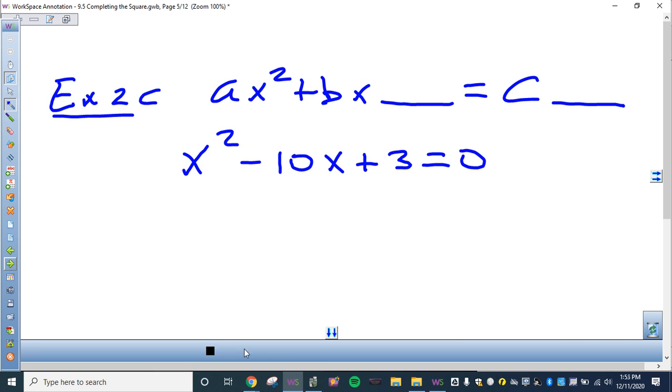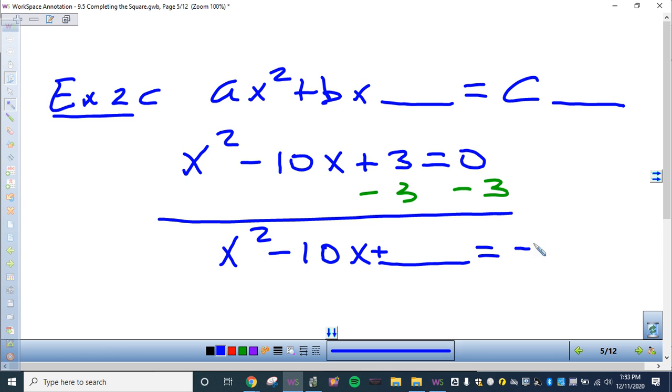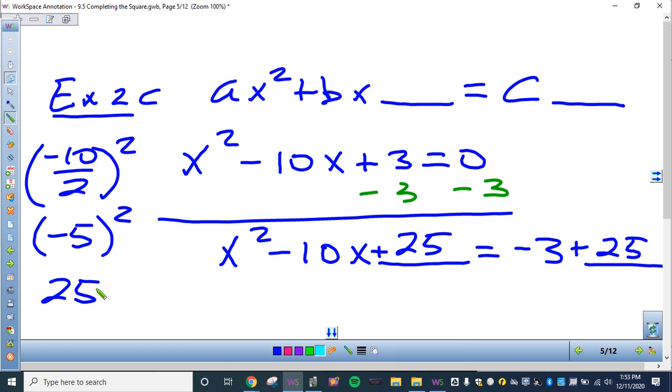Let's just do this one. First thing we're going to do is subtract the 3 over. So we get x squared minus 10x, blank spot there, negative 3, blank spot. B over 2, negative 10 divided by 2, is negative 5. Squared, which is positive 25. So we're going to add 25 to these 2 spots. So the 25 goes from the b over 2 thing to those 2 spots, like I said.